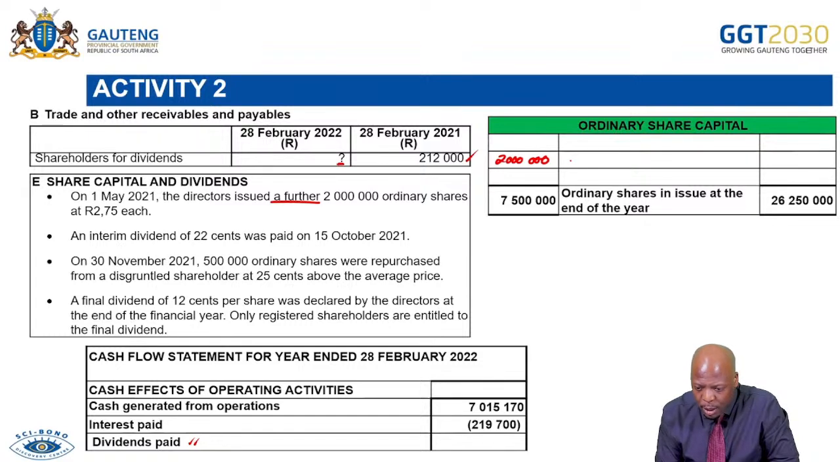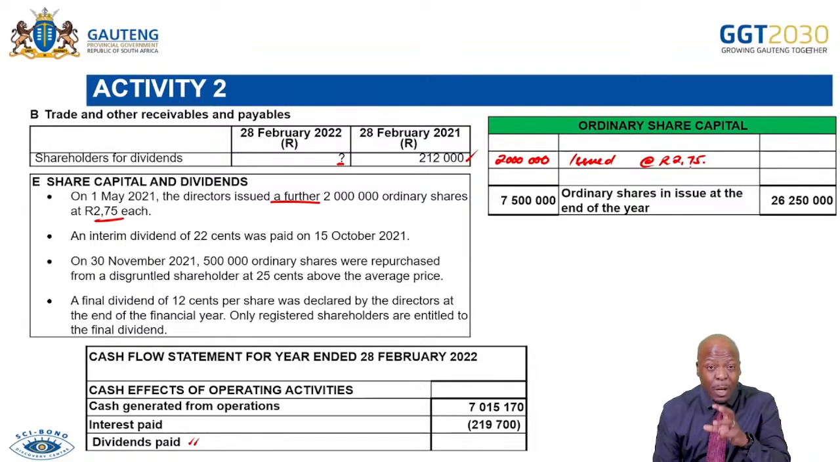2 million. Okay, I'm just going to say issued. These are issued at 2.75 Rand. Okay, later I'm going to talk about this amount that we're about to calculate here. All right, calculators please. 2 million times 2.75 Rand, that will give you 5,500,000. Okay, are we still together? Thank you. And then we are then told an interim dividend of 22 cents was paid.